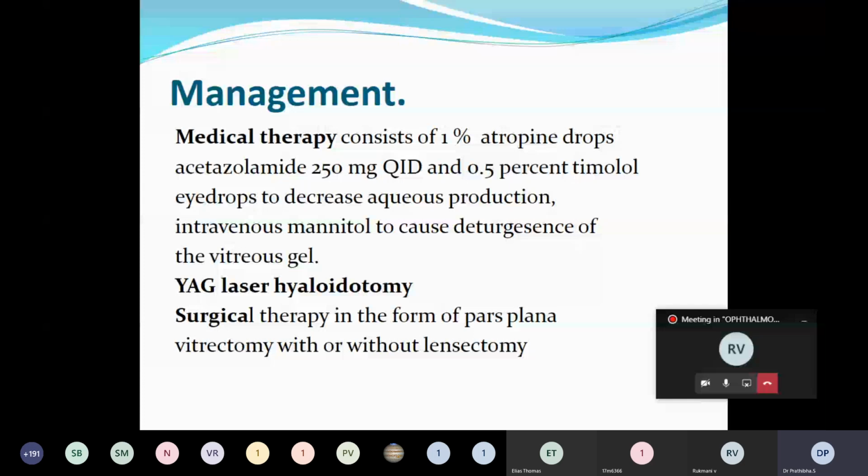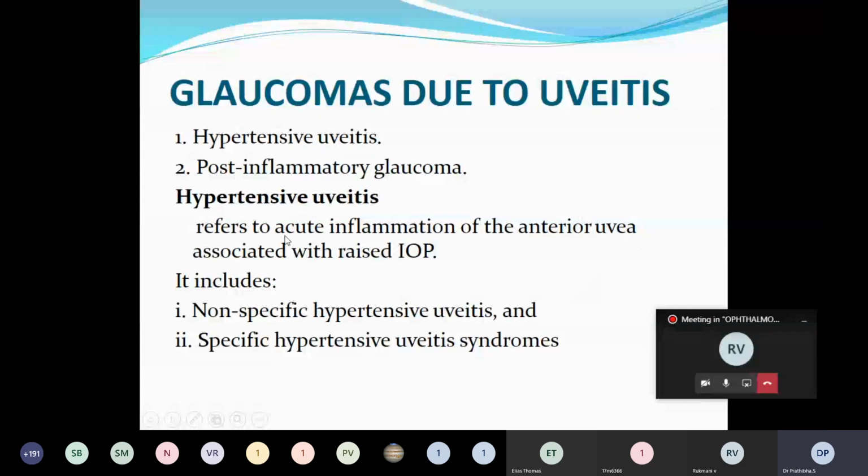So again, this can be classified into hypertensive uveitis and post-inflammatory glaucoma. Hypertensive uveitis refers to acute inflammation of the anterior uvea associated with raised IOP. In the uvea chapter, if you have finished it, one of the complications is secondary glaucoma. It includes non-specific hypertensive uveitis and a specific type. Specific type means it is associated with some syndromes. I'll be talking about that now.